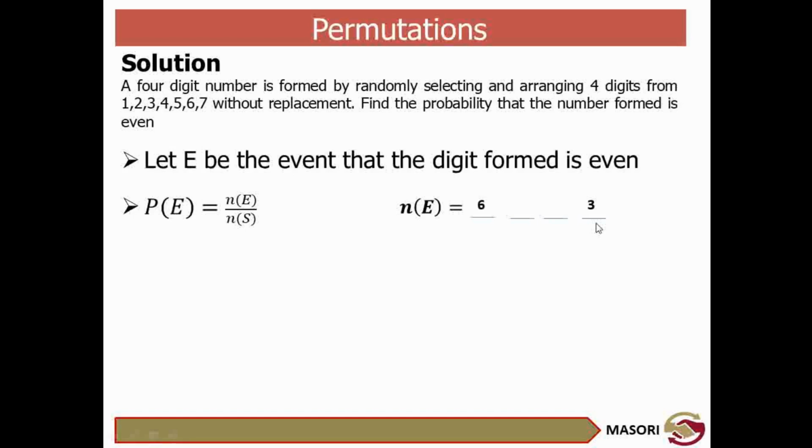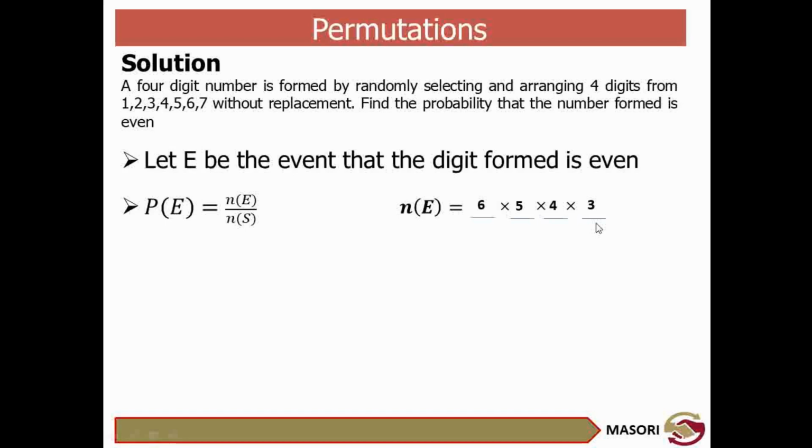Once you pick this one number again, what you remain with will be 5. The remaining numbers will be picked from 5, and the remaining number will be picked from the 4. So therefore, what we need then is to multiply these numbers. So we are saying 6 times 5 times 4 times 3. This will give us the number of ways of selecting an even number from that set.